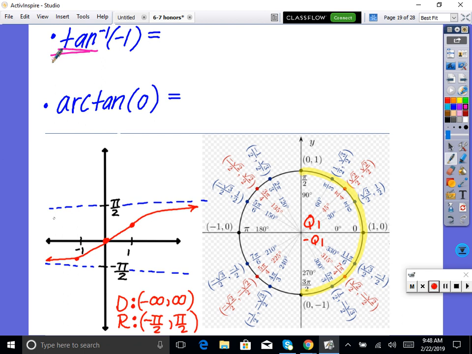What angle has a tangent of negative 1? Negative 45 degrees. True. What angle has a tangent of 0? 0 degrees, or 0 radians. Right? That was the one we decided was 0? Okay, cool. You guys are doing so good.